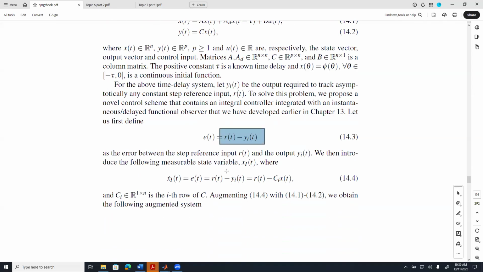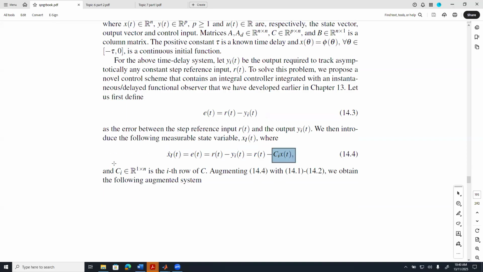We then introduce a state variable, xi, which is the integral of the error. In other words, this is an integrator. When we integrate this e of t, we get this equation here: the derivative of xi, which is the error itself, is in terms of the reference signal and the output measurement yi of t.